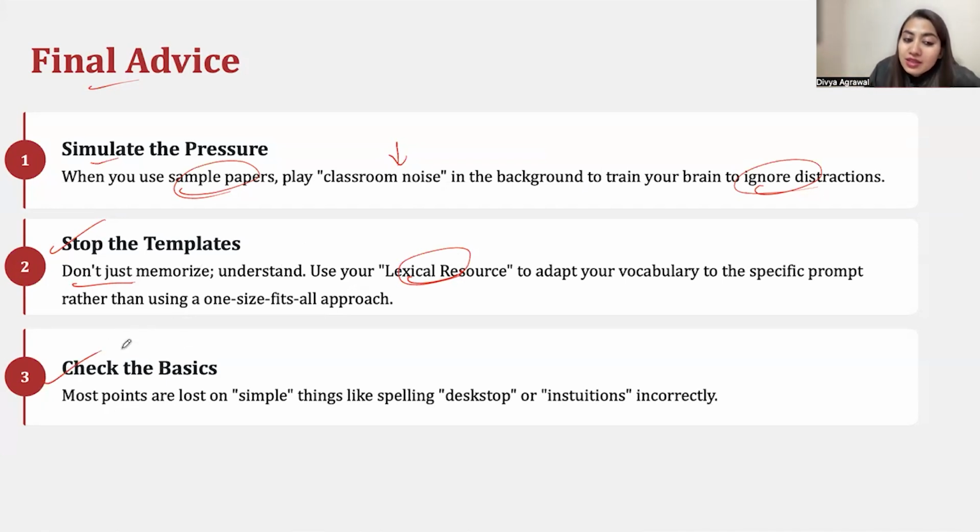Then check the basics. Please make sure that you're also doing the revision. You're not just going with the flow and not coming back to it. Even the simple things can cause you trouble. Even a spelling mistake can cause you trouble. So please make sure that you're writing everything appropriately.